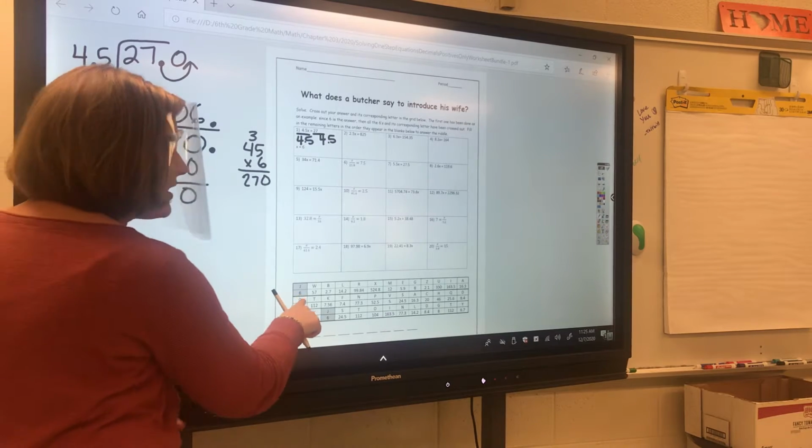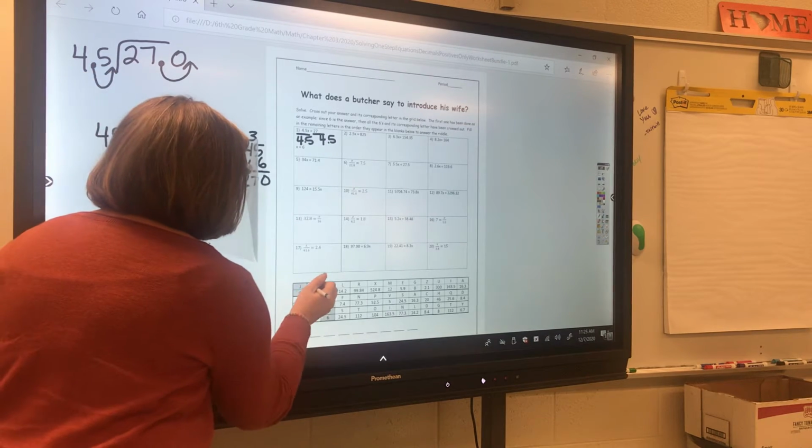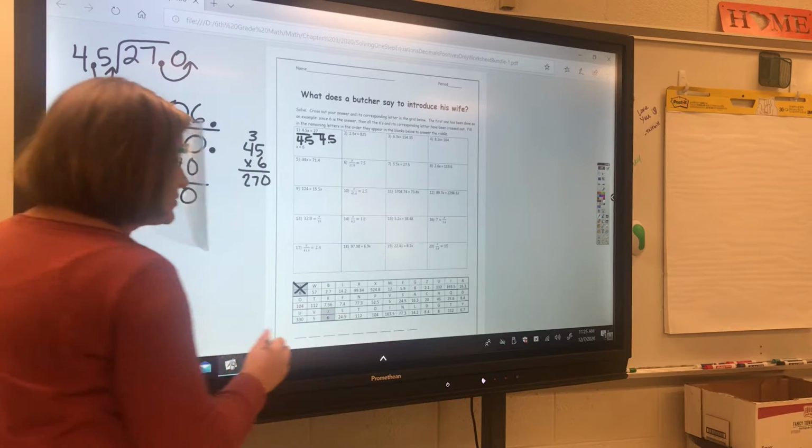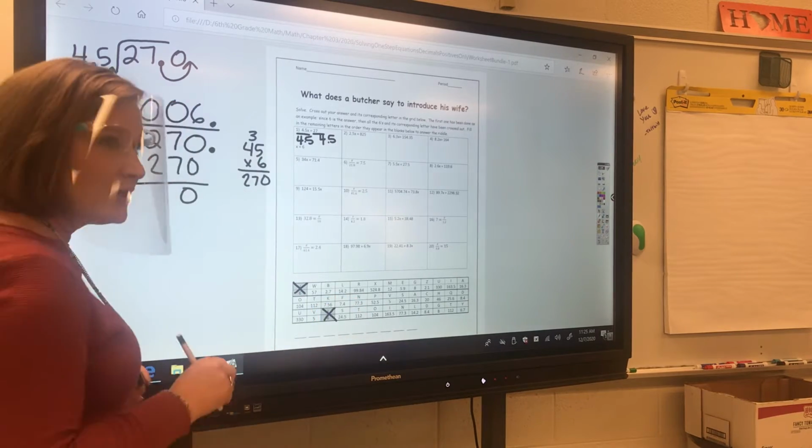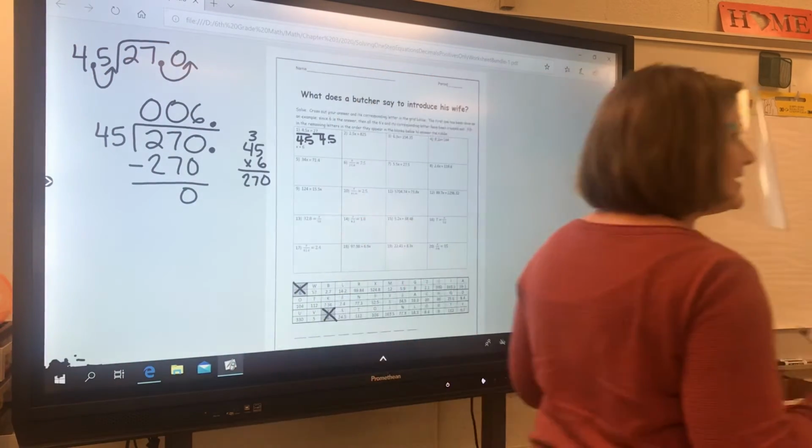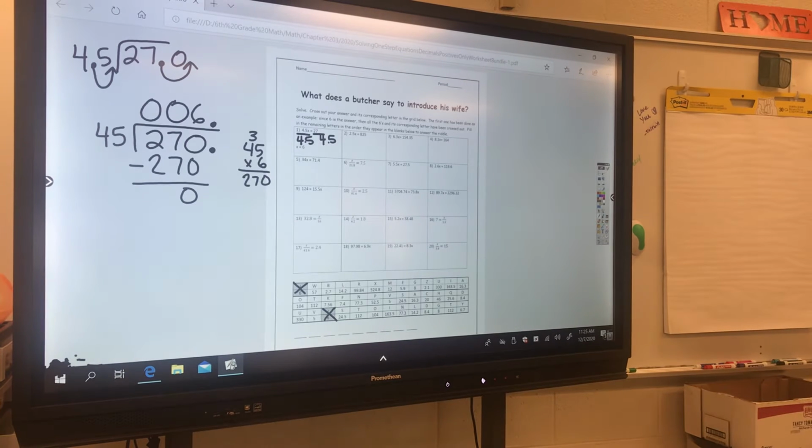So down here, everywhere that we have a 6, we're going to mark that out, okay? Yes, they colored it, but they wanted you to see that it was a 6, and they marked it out, okay? So those are done.